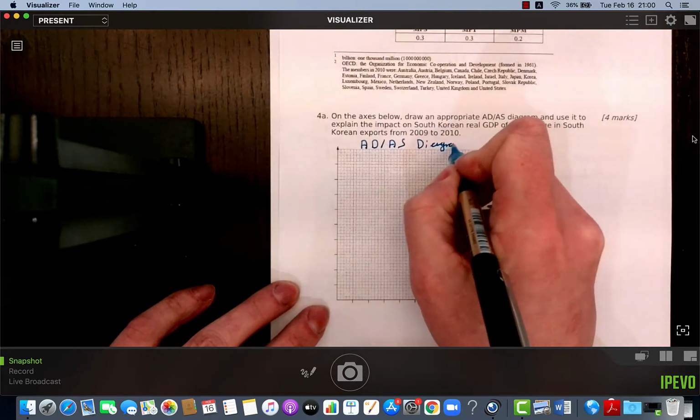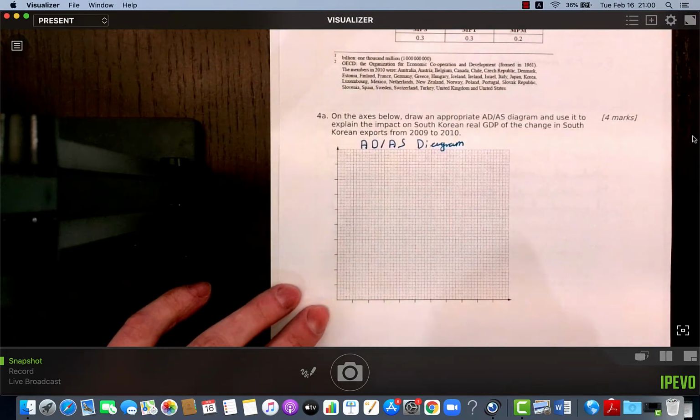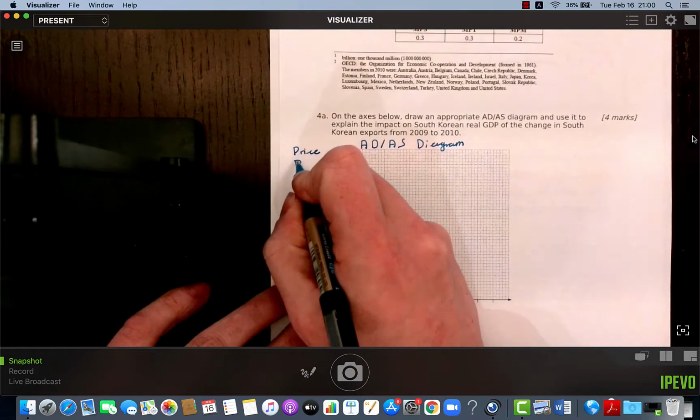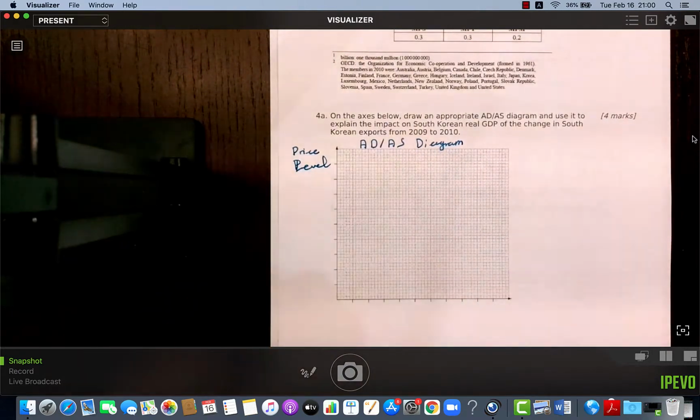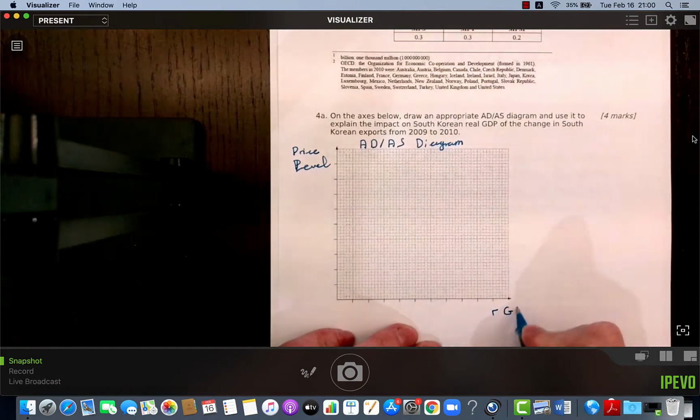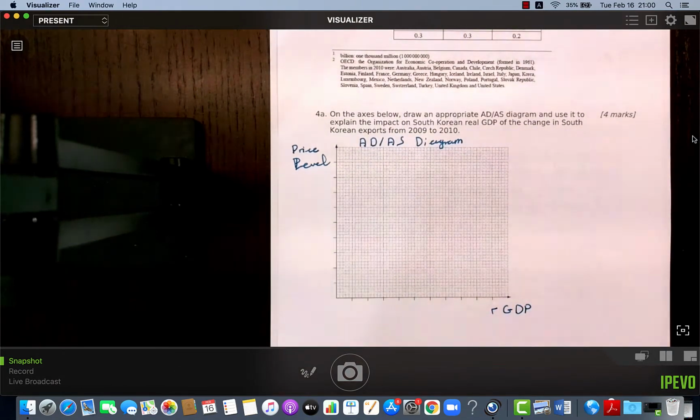Never a bad thing. Always give your diagram a title. On this axis, I'm going to write price level. You can write PL. Oh, I've forgotten how to spell level, evidently. And on this axis down here, I'm just going to write real GDP. You can write real GDP, you can write real income, you can write Y, you get away with a lot in terms of the IB.